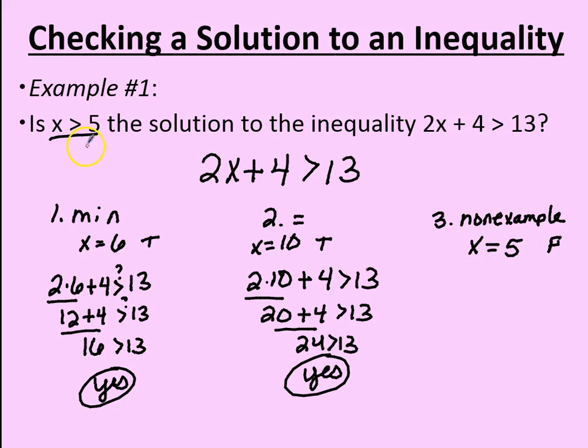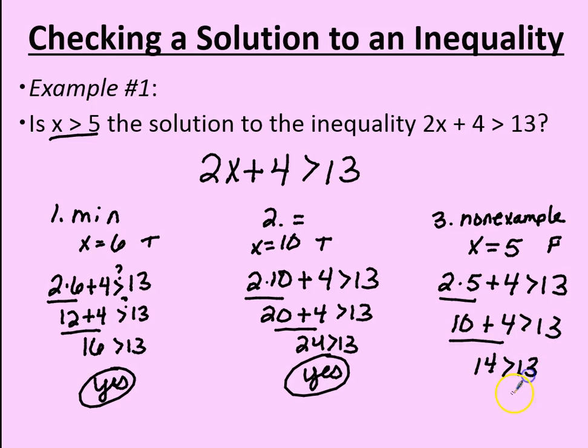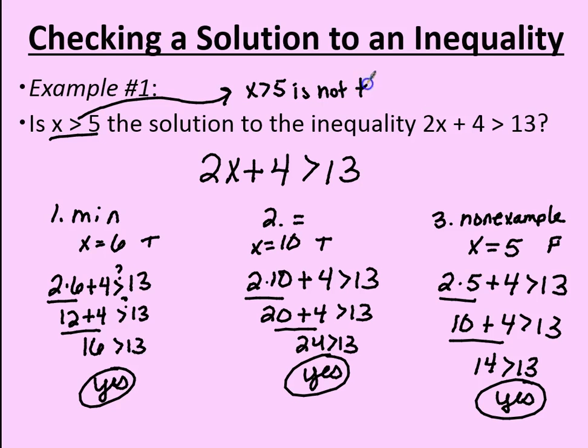Now, 5 should make it false because 5 is not greater than 5. Let's check. 2 times 5 plus 4 is greater than 13. 2 times 5 is 10, and 10 plus 4 is 14, and 14 is greater than 13. So this makes it true when it should have made it false, which means that x is greater than 5 is not the solution. It's part of the solution, but not all of it.